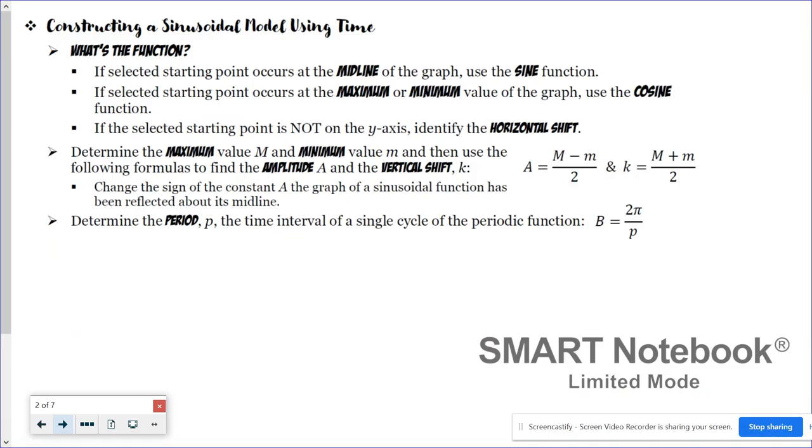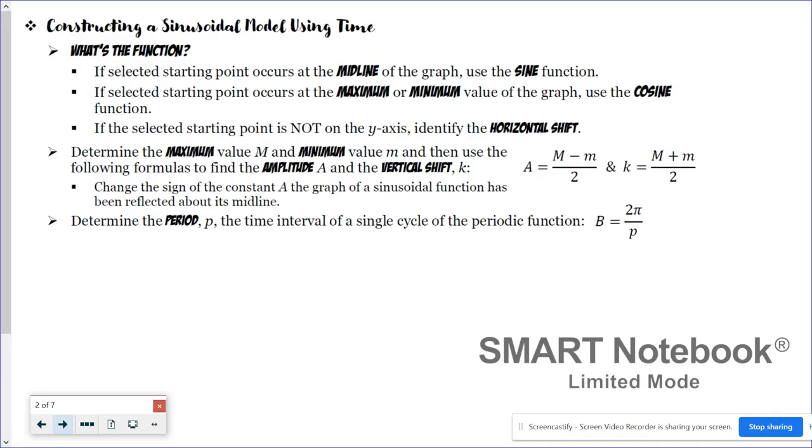So remember, when we write a sinusoidal function, it's all dependent on our starting point. The y-axis is a good place to look for that starting point. We want it to be either at the maximum, minimum, or midline of the function. If the y-axis doesn't produce a good starting point, we're going to go off the y-axis, and there's going to be a horizontal shift, but it's going to be okay.